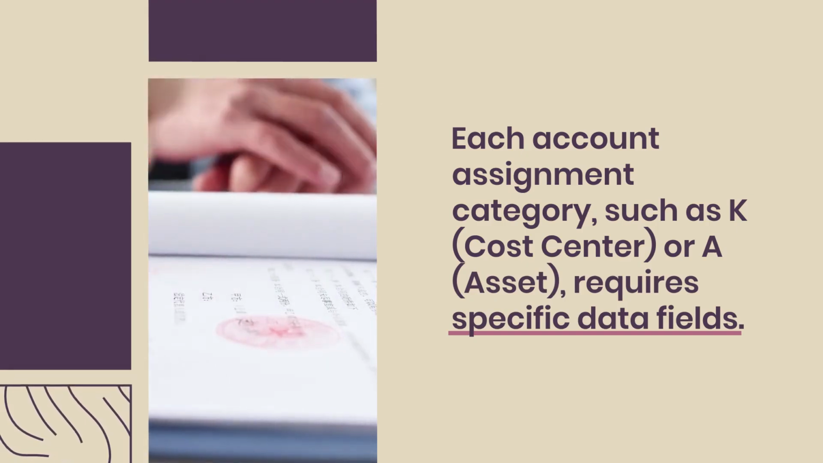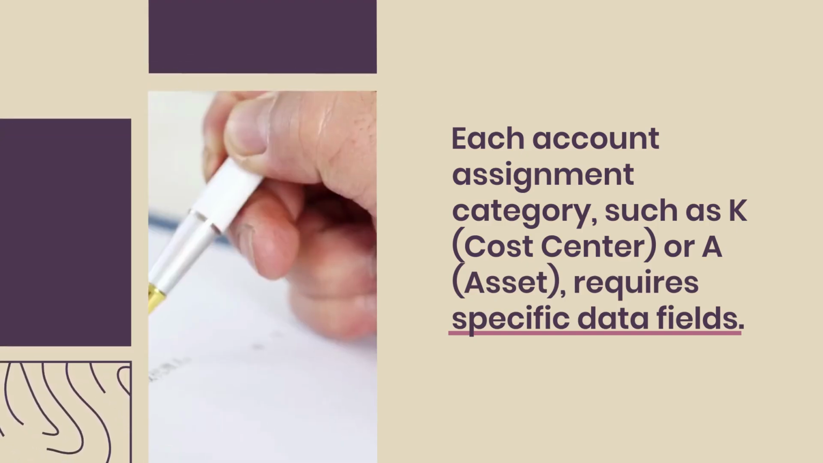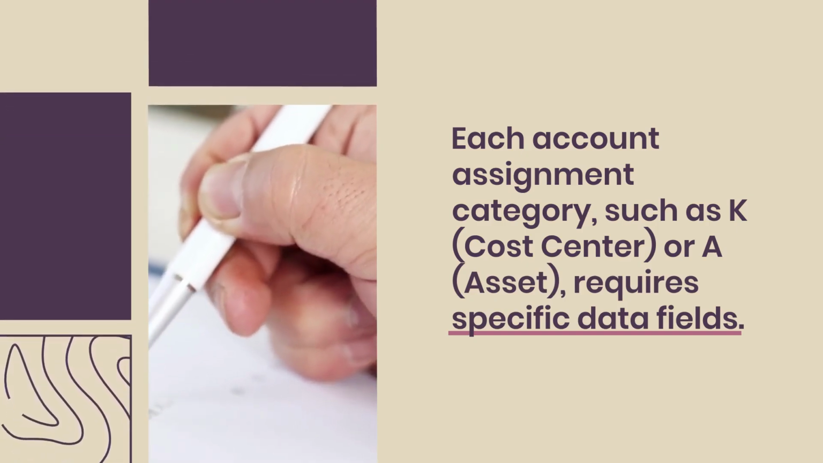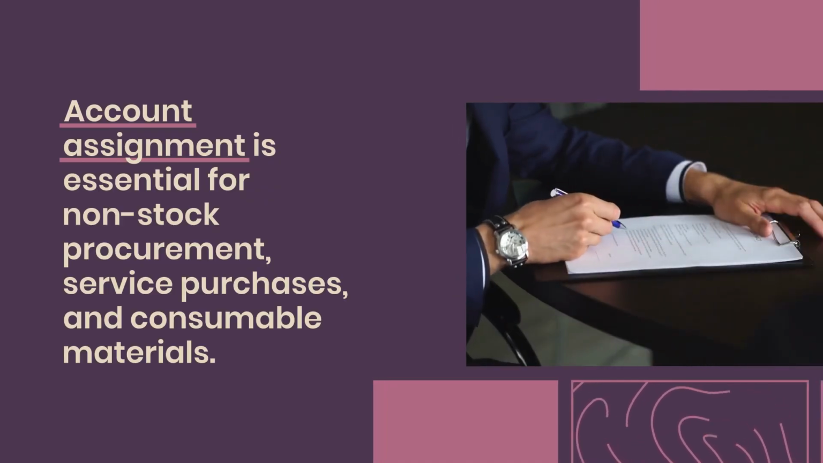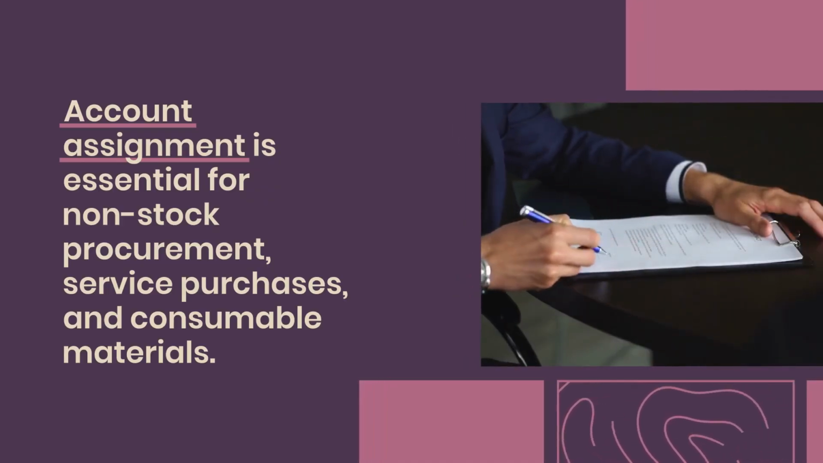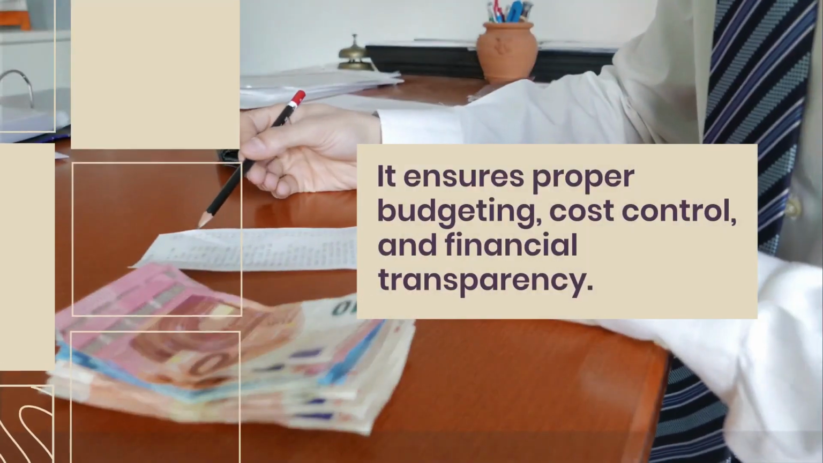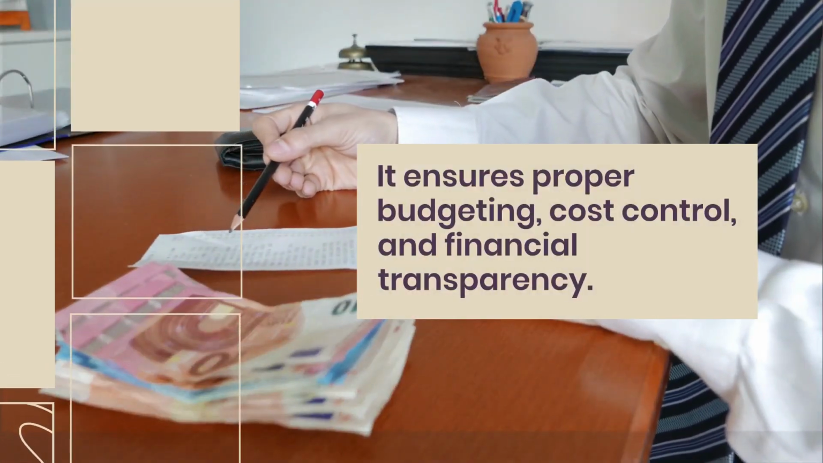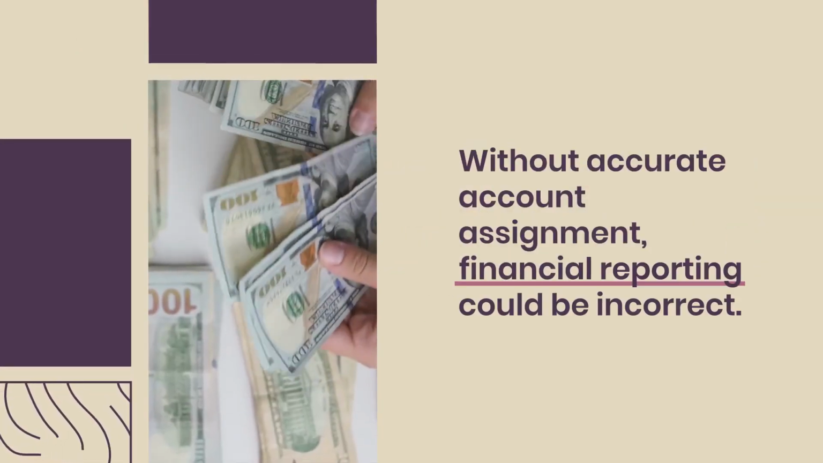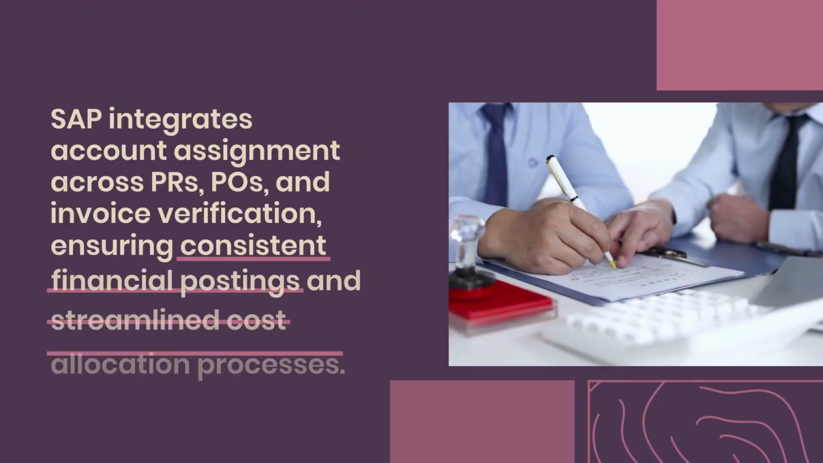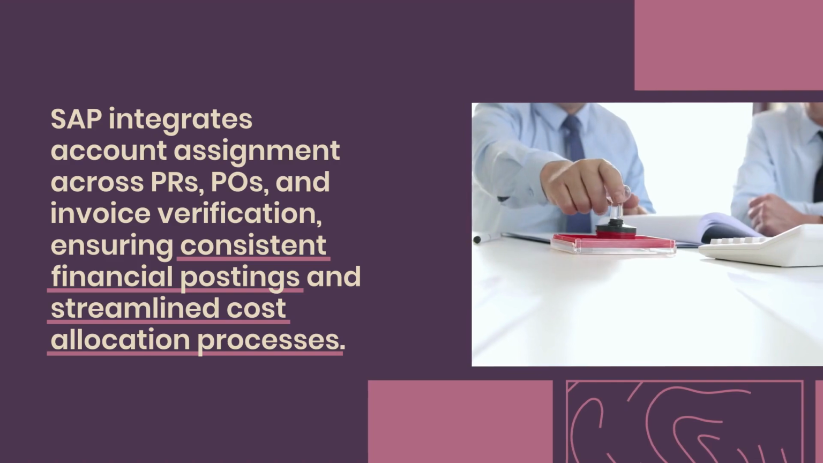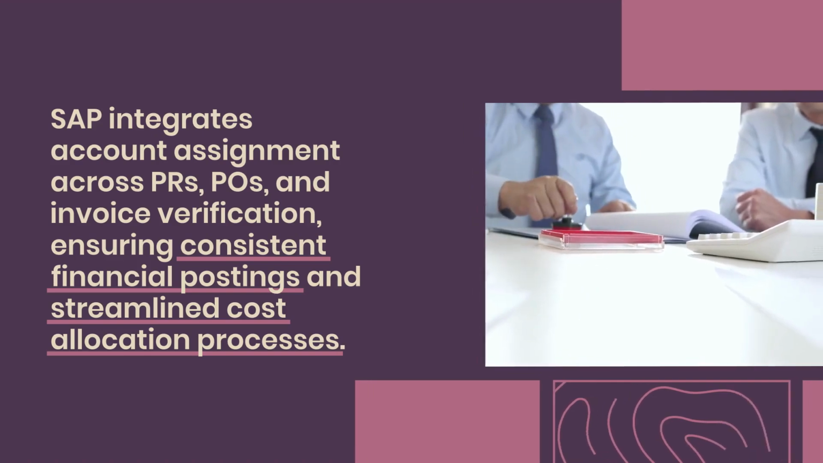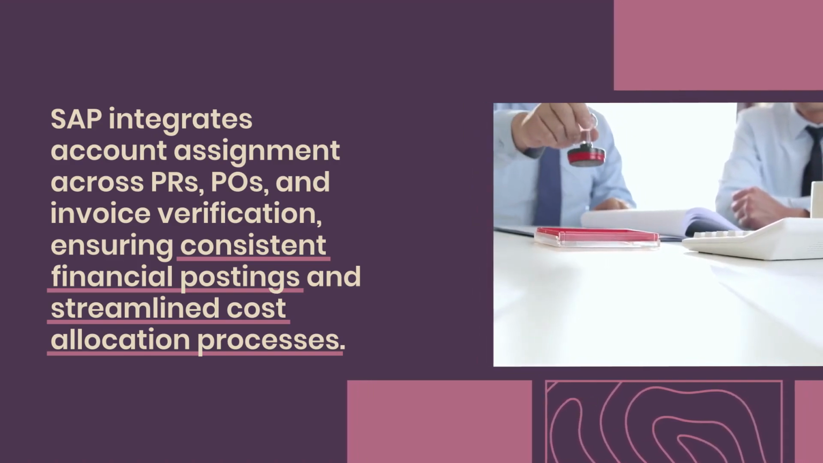Each account assignment category, such as K, cost center, or A, asset, requires specific data fields. Account assignment is essential for non-stock procurement, service purchases, and consumable materials. It ensures proper budgeting, cost control, and financial transparency. Without accurate account assignment, financial reporting could be incorrect. SAP integrates account assignment across PRs, POs, and invoice verification, ensuring consistent financial postings and streamlined cost allocation processes.